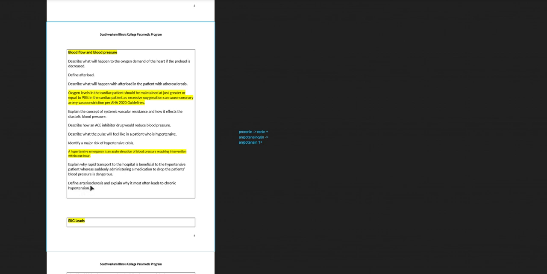Define arteriosclerosis and explain why it most often leads to chronic hypertension. So arteriosclerosis is hardening of the arteries and arterioles. They become less elastic, and they don't increase in size as easily with pulsations. So that leads to relative narrowing, which can lead to high pressure and hypertension.